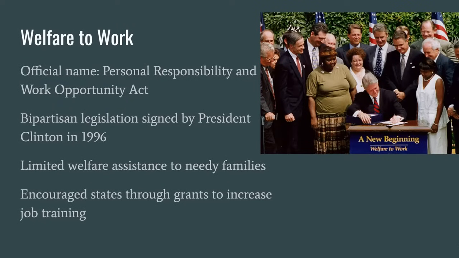One of those items that would have major effects was the Welfare to Work Initiative, officially named the Personal Responsibility and Work Opportunity Act. This bipartisan piece of legislation limited welfare assistance to needy families and encouraged states through grants to increase job training. At a time of low unemployment, it was seen as a great positive by many. However, it did have many critics, especially on the left side of the political spectrum.